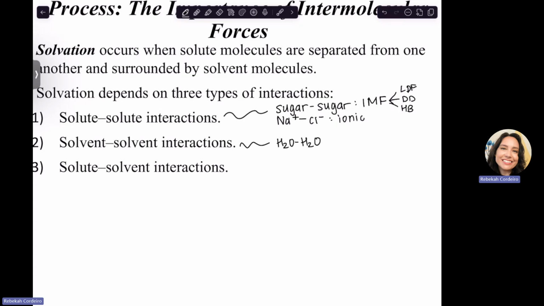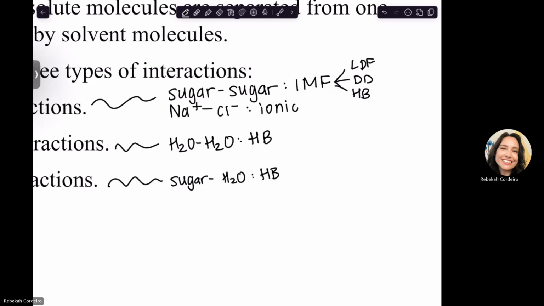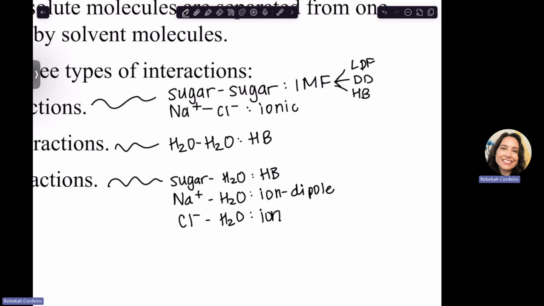So what's the interaction between two water molecules? What's the strongest interaction between two water molecules? Hydrogen bonding. And then we have to consider the solute-solvent interaction. So what's the interaction between sugar and water? Well, if sugar has hydrogen bonding and water has hydrogen bonding, their strongest interaction would be hydrogen bonding. If we were doing sodium ion to water, that would be ion dipole interactions. Or chloride ions to water, that would be ion dipole interactions.